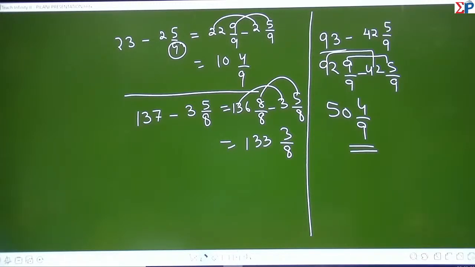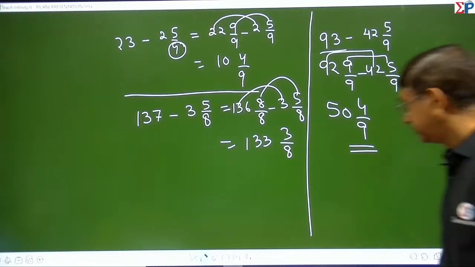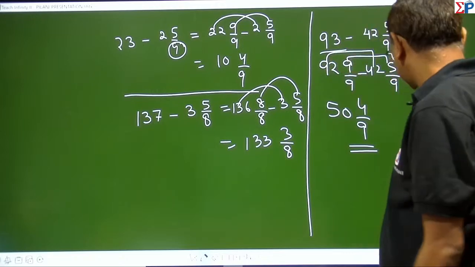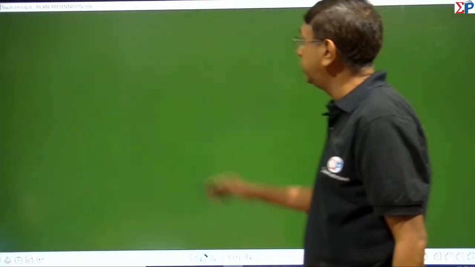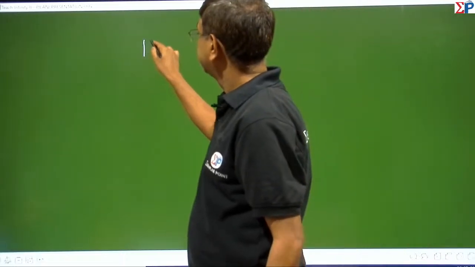I hope it is clear guys now. हाँ जी, मजा आ रहा है? Are you enjoying guys? So I hope the concept is clear to you all. I'll give you one or two more examples so that finally you are happy.